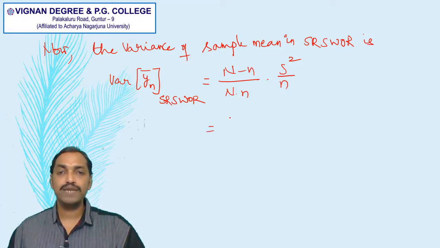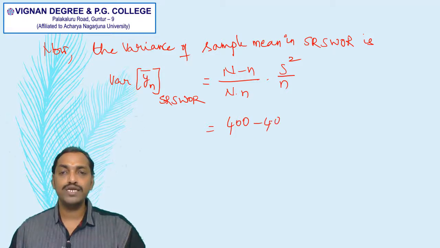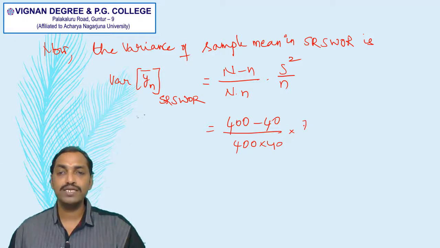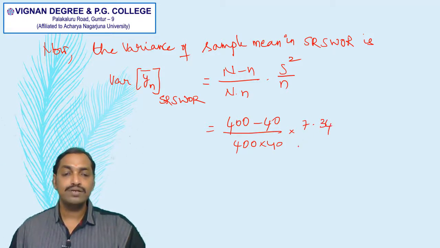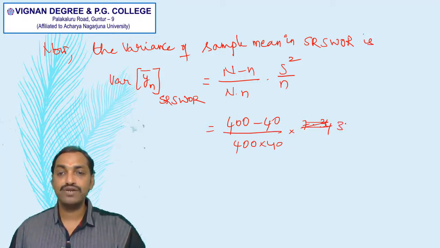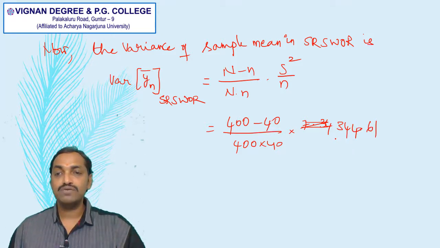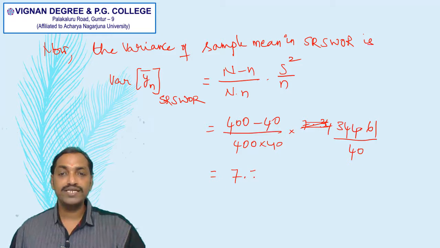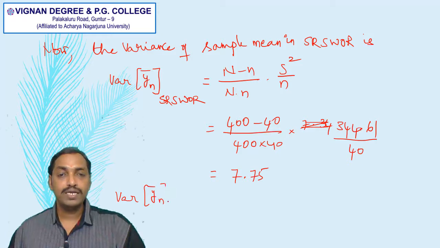So here capital N is 400, small n is 40, divided by 400 into 40, and capital S square we just obtained as 344.61 in the previous slide, divided by small n, which is 40. On simplification we get 7.75. So the variance of yn bar in simple random sampling without replacement is 7.75.